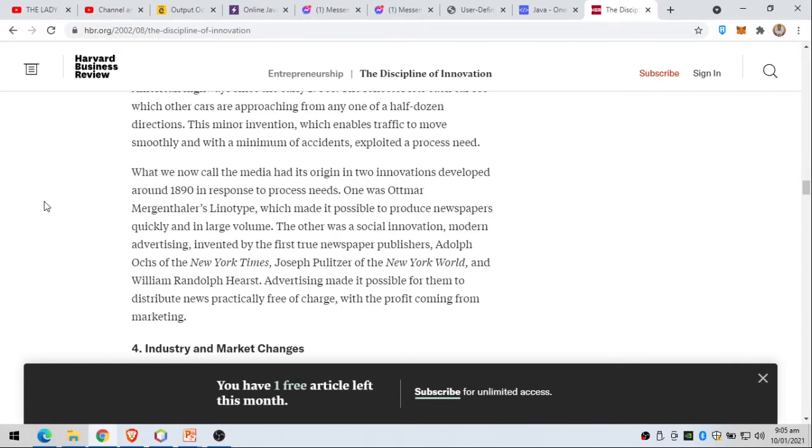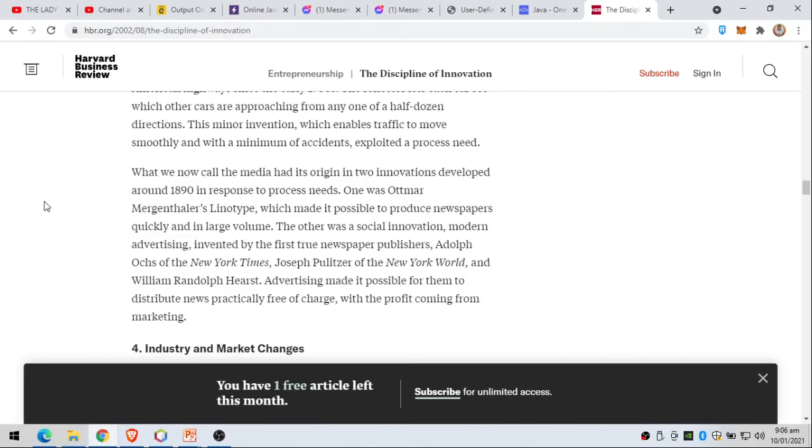So, what we now call the media had its origin in two innovations developed around 1890 in response to process needs. One was Ottmar Mergenthaler's linotype, which made it possible to produce newspapers quickly in a large volume.